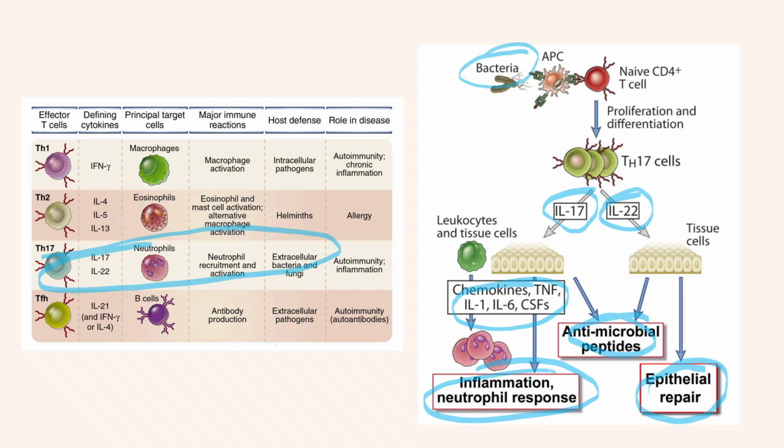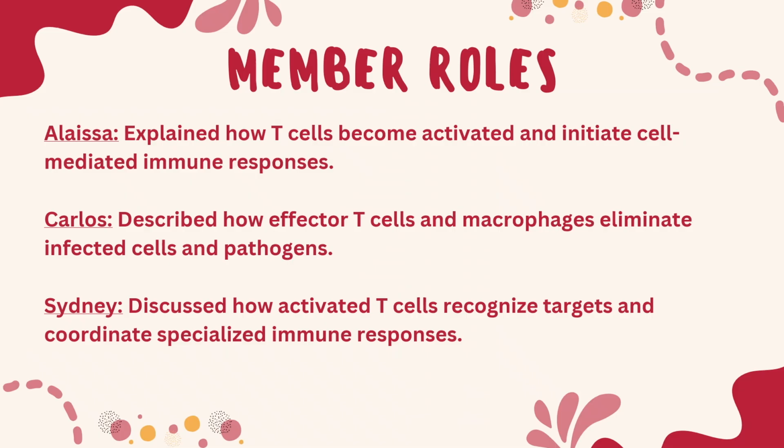And lastly, the T follicular helper T cells are going to help with the activation of B cells and support the production of antibodies. So overall, I went through the discussion of how activated T cells are going to recognize targets and coordinate specialized immune responses.